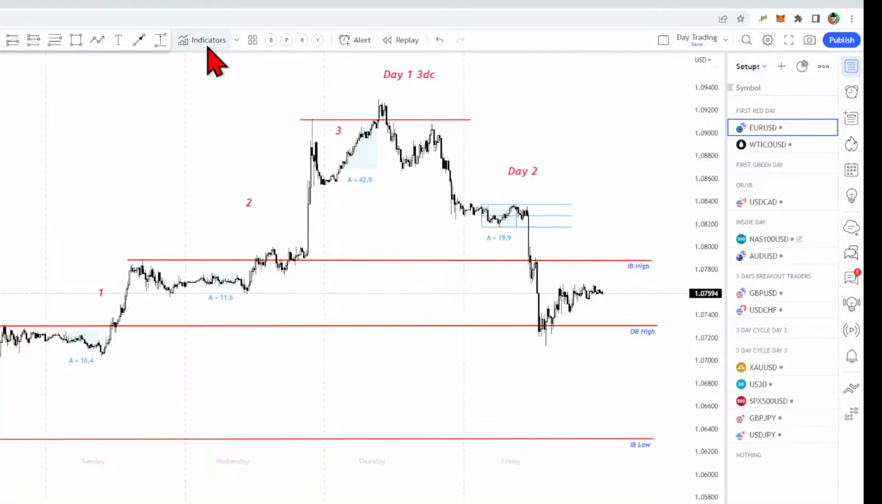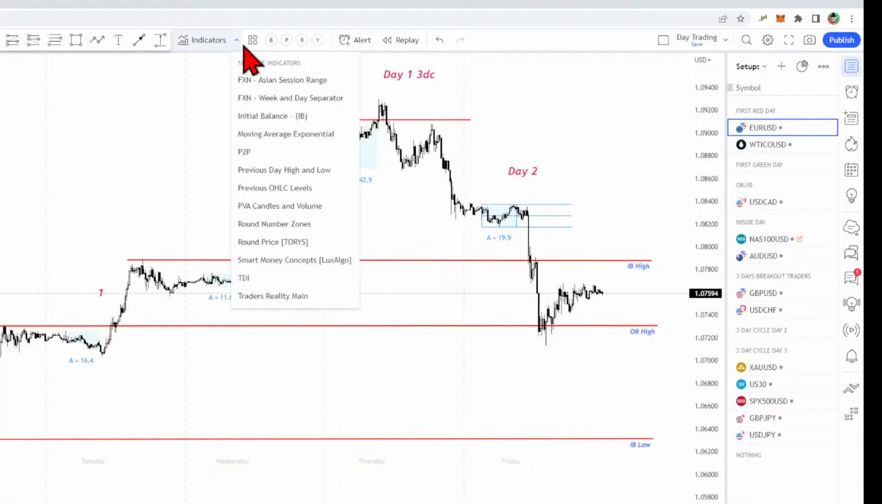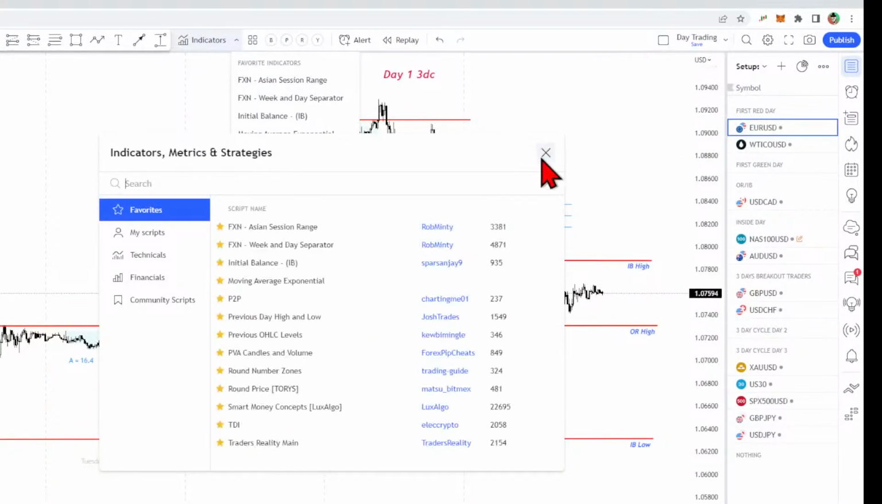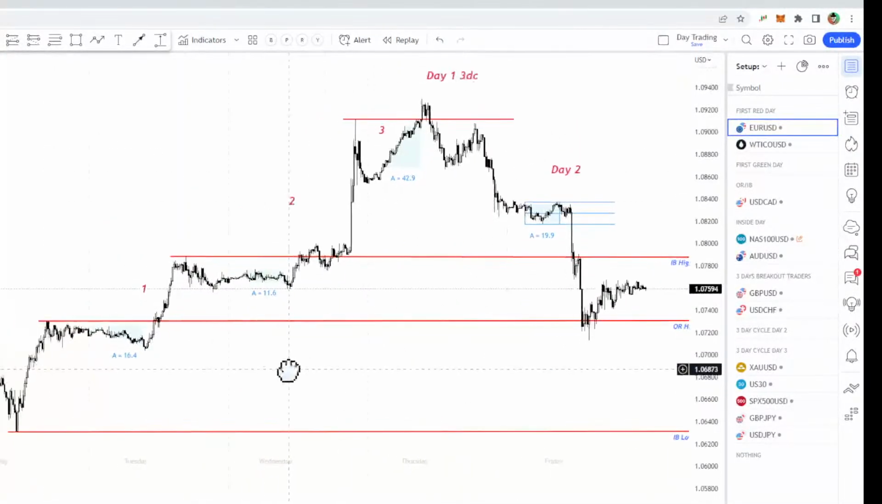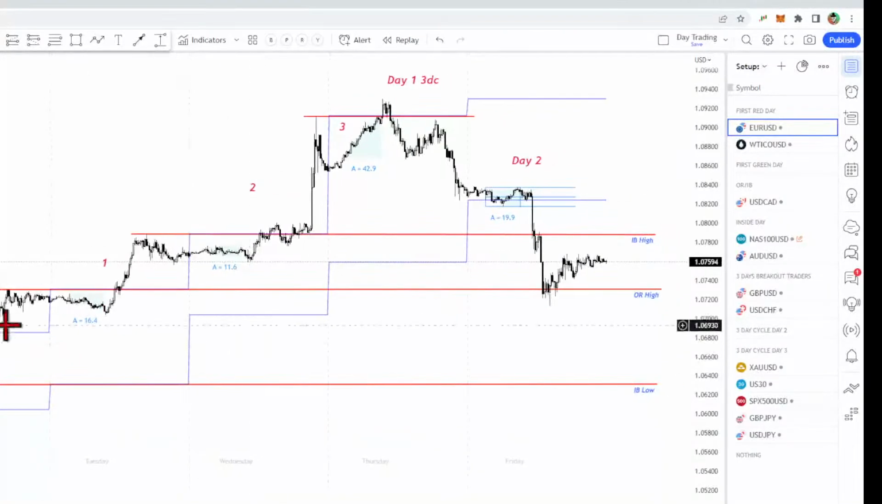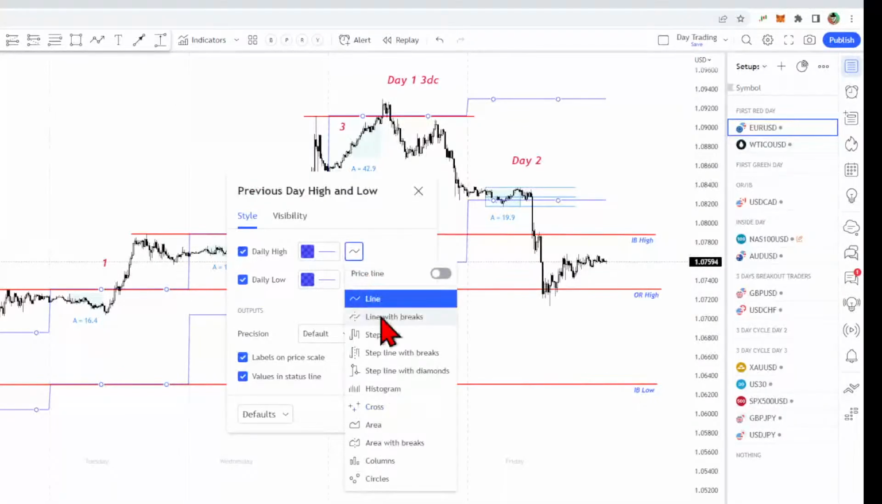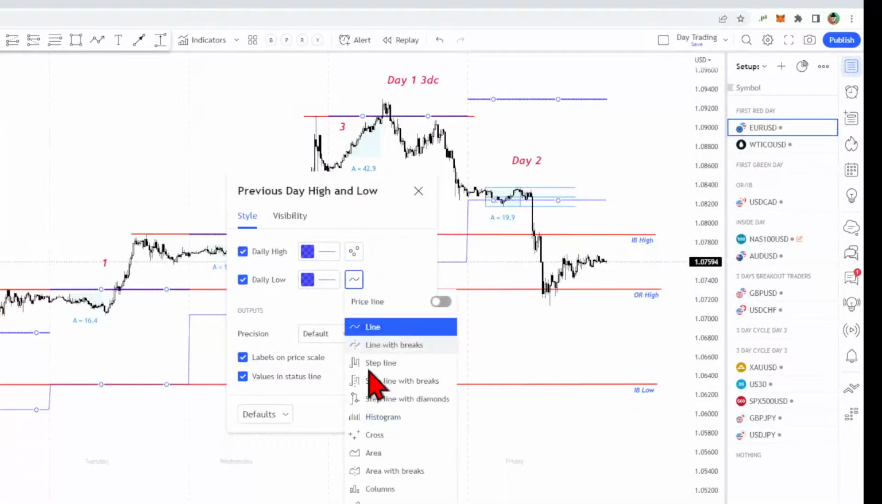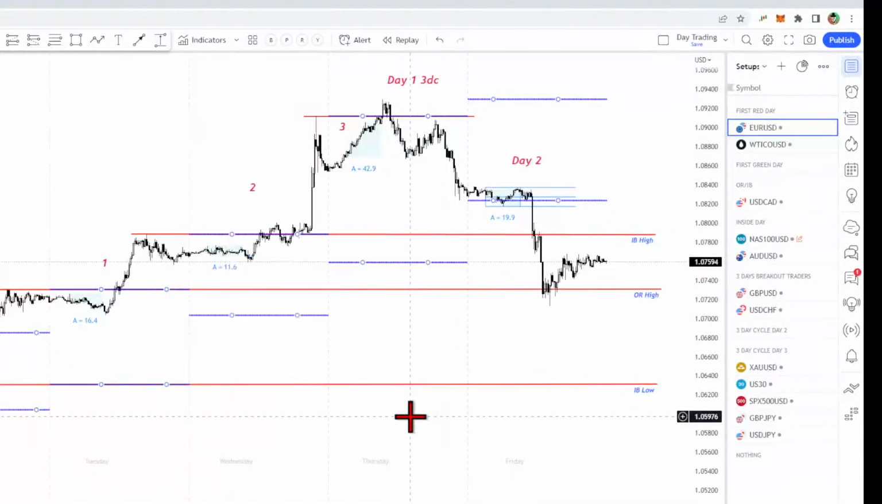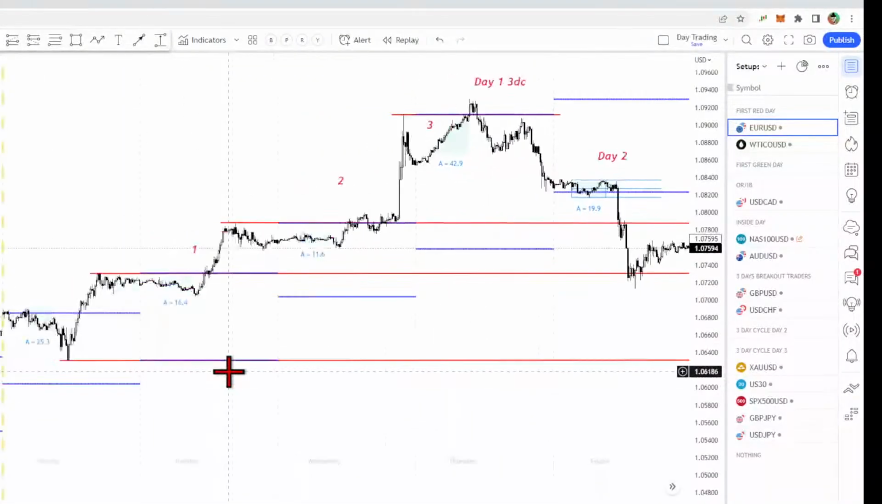All right, bear with me, 2 seconds. I'm just going to put up the previous day's high and low up here. Previous day, high and low, boom, get that up there. We'll do circles. There we go. Things are a little bit more clear now.